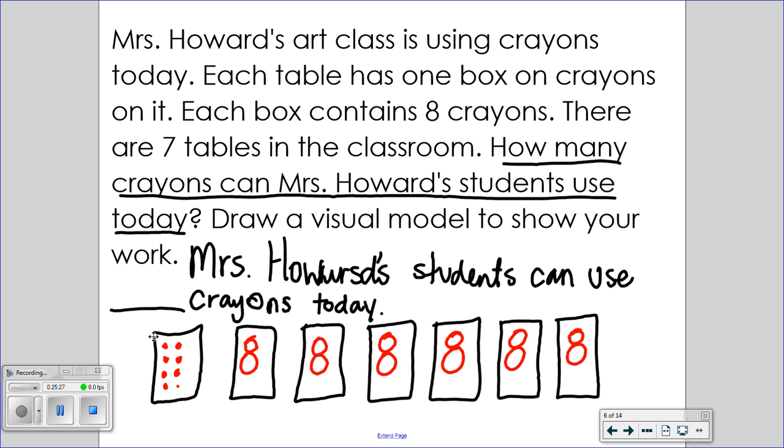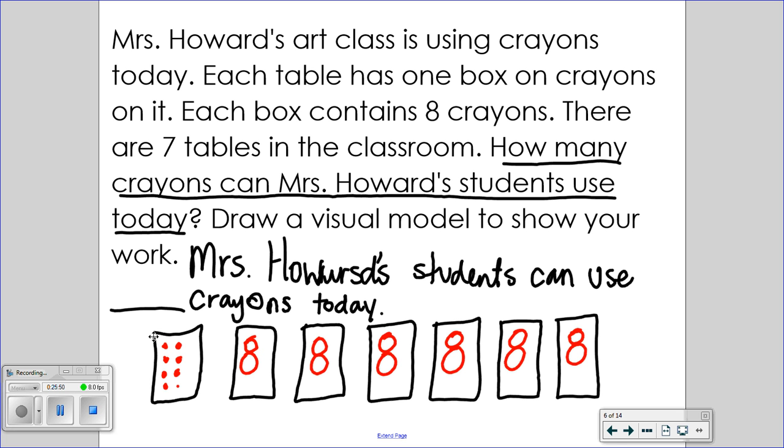What do my boxes, my rectangles, what do those mean? What are those? Susie, what are those? My groups, or what are they in my problem? Tables. They're tables. Alright, I have my visual model.